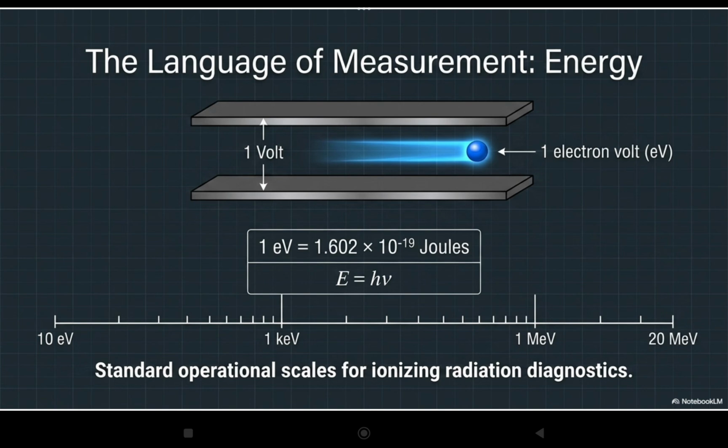Energy is another basic language we use all the time in radiation physics. 1 electron volt is a very small unit of energy, but it becomes extremely useful because it matches the scale of atomic and nuclear processes. We use it to describe X-rays, beta energy, gamma rays, and many detector calibration sources.